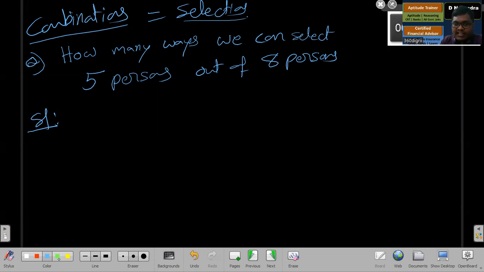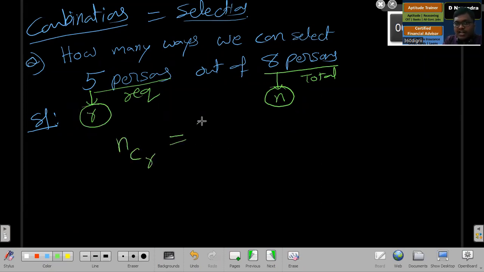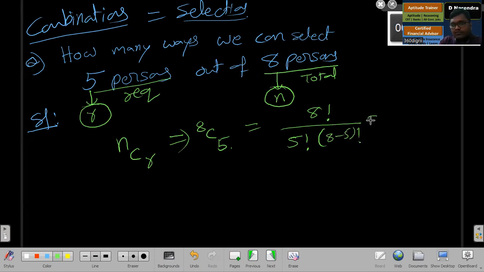Here, N represents the total value. 8 represents the total, that means N is equal to 8. R represents the required persons, 5 persons required. So R represents 5. nCr is nothing but 8C5. So how to calculate? 8 factorial by 5 factorial into (8 minus 5) factorial. So 8 factorial, 5 factorial into 3 factorial.